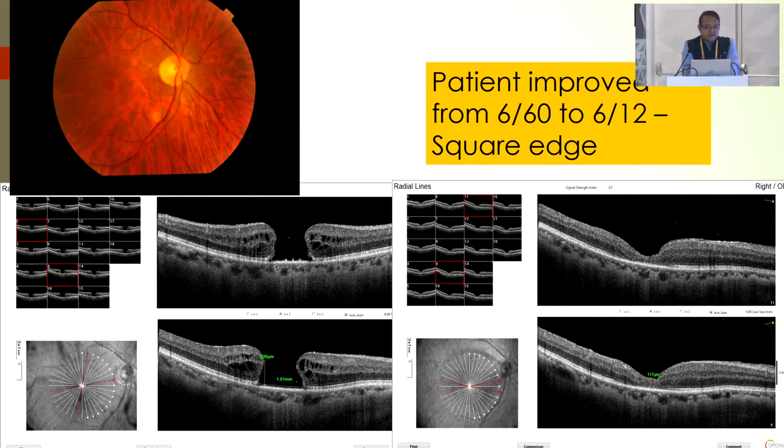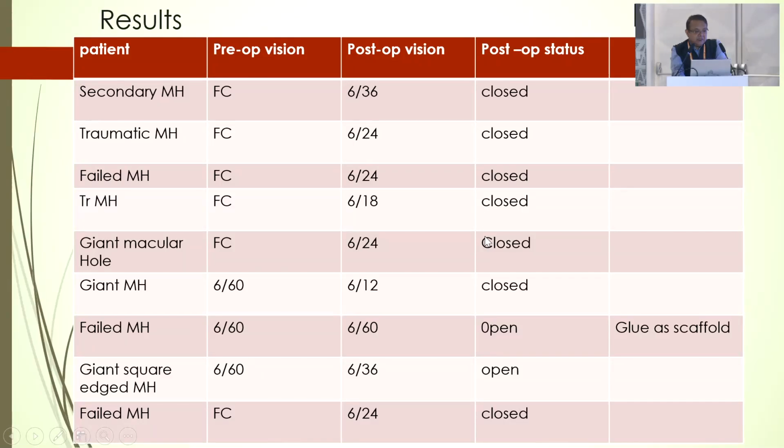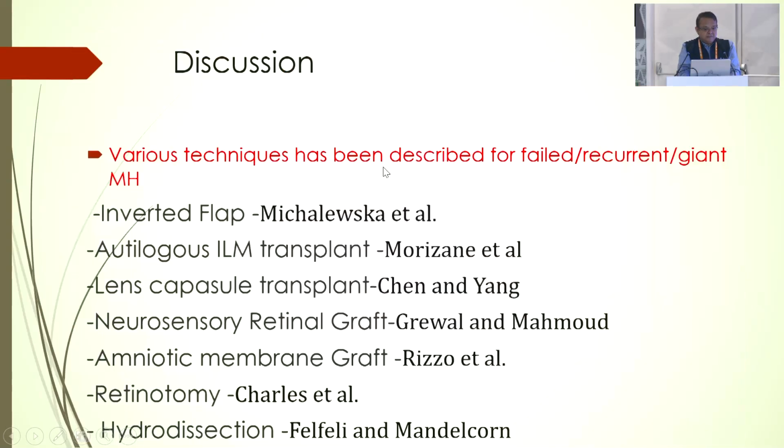This is one of the patients of square-edged macular hole. We did a similar procedure, vision improved from 6/60 to 6/12, and you can see how beautifully the macular hole is closed. Another patient, traumatic macular hole, a very large macular hole. This was a young patient. We used silicone oil as a tamponade, and again this patient improved to 6/24. These are my 9 patients, which I have done over a period of 2 years, and each and every patient had an improvement in visual acuity and a closure of hole.